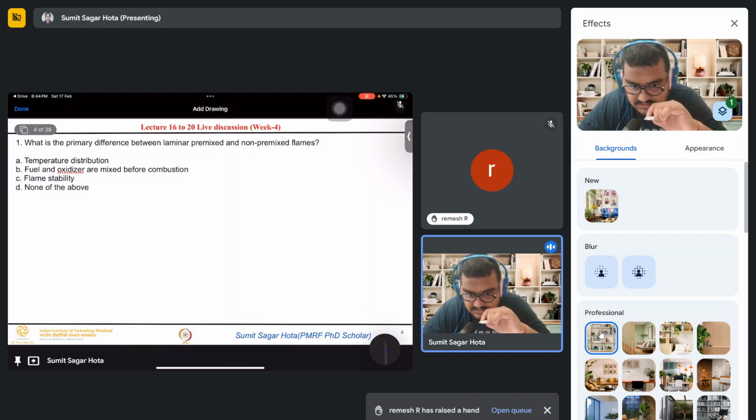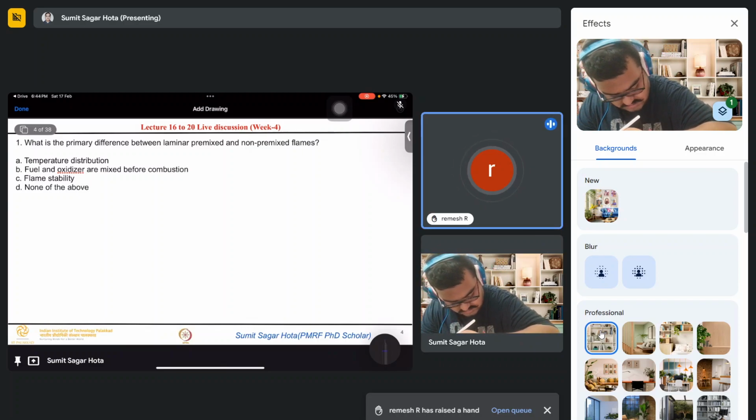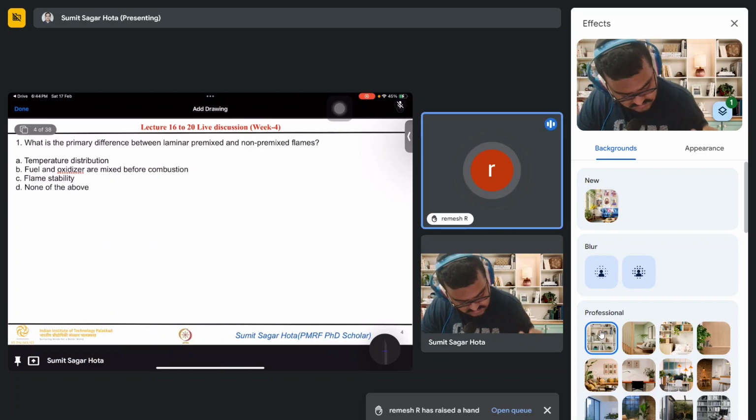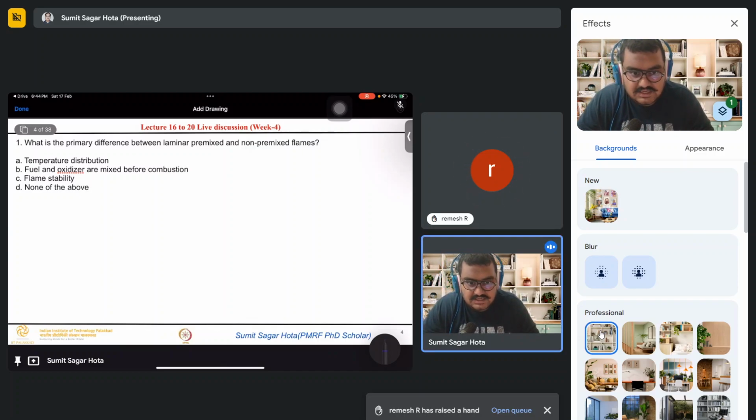Yes, you can ask the question, Ramesh. In premixed also, before combustion it has to be mixed. In non-premixed also, before combustion it has to be mixed. No, actually, you see, the confusion arises.